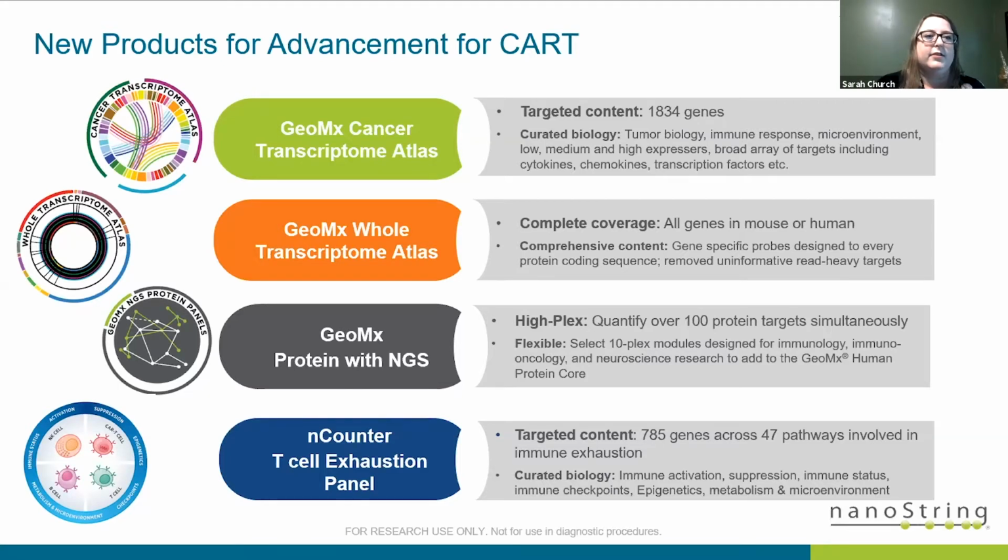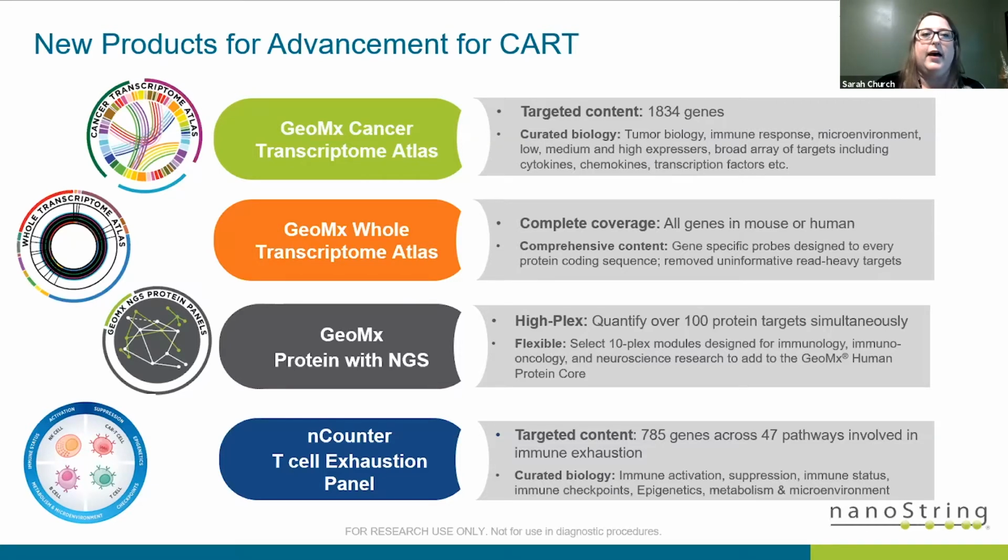The first is our GeoMx Cancer Transcriptome Atlas, which uses NGS readout to measure 1,834 genes with targeted content covering tumor biology, immune response, microenvironment, and a broad array of other targets, including cytokines, chemokines, and transcription factors. This product allows spatial examination of immuno-oncology targets in both solid and hematological malignancies.